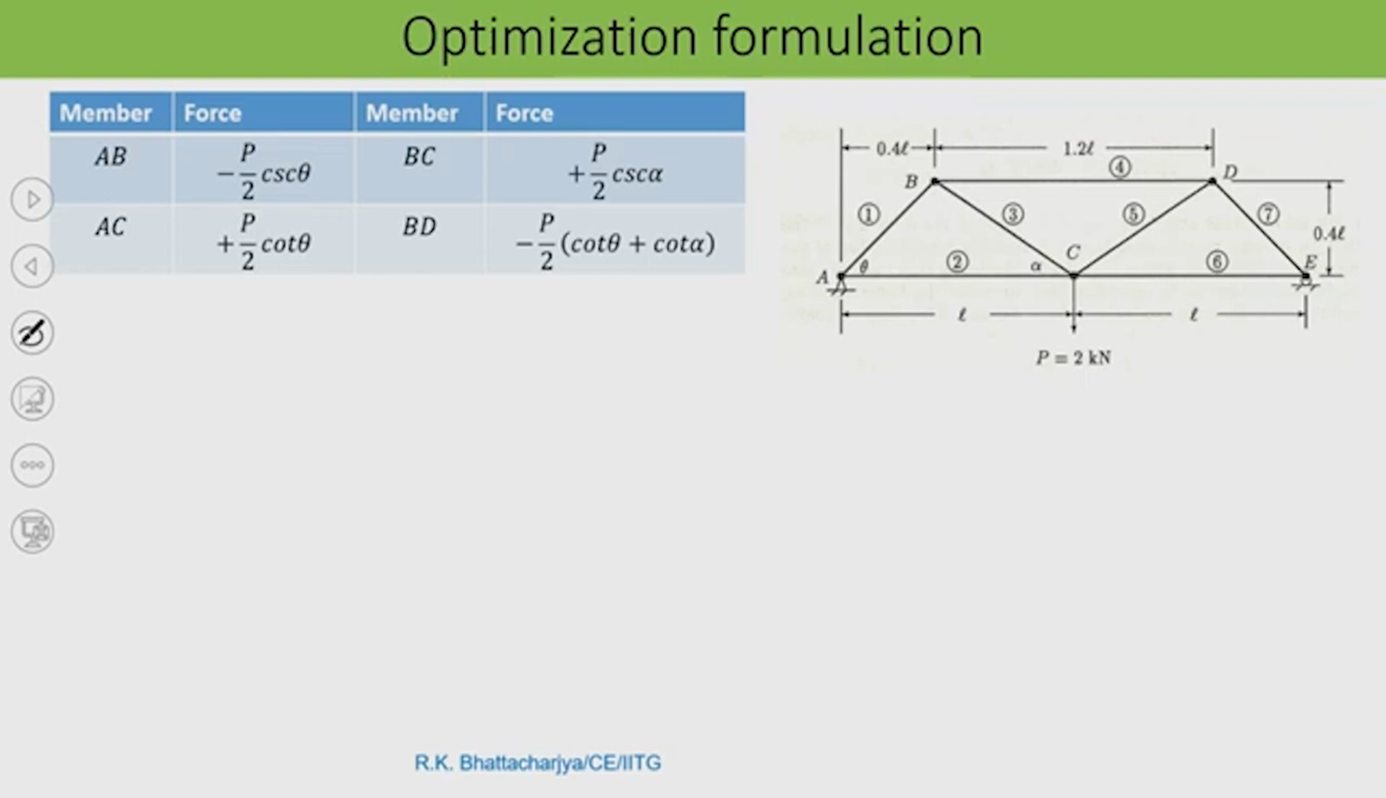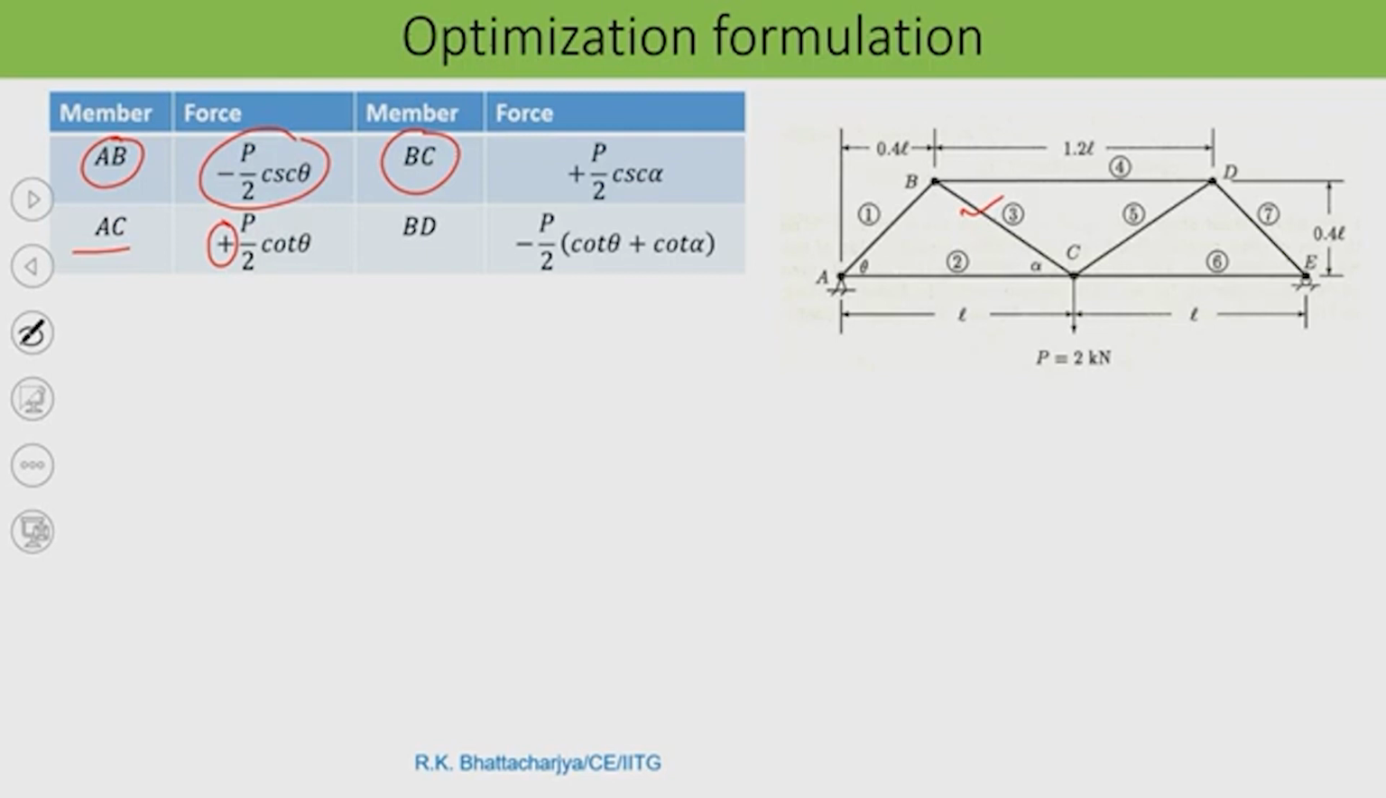So, I can do the analysis here. So, what are the forces here? In AB, the force is minus P by 2 cosec theta, and the force is compressive in nature. So, negative means compression and positive means tension. Similarly, in member AC, positive means it is in tension, that is P by 2 cot theta. In member BC, it is P by 2 cosec alpha.